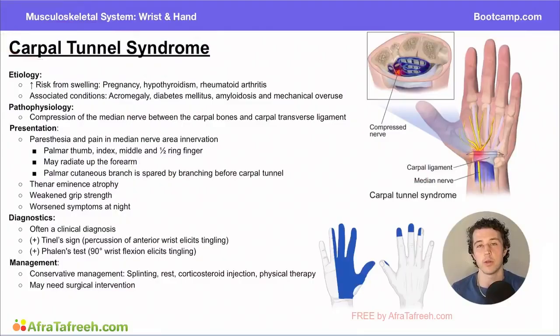Today we will be talking about carpal tunnel syndrome. So what is carpal tunnel syndrome, or CTS, as I might call it in this video? Well, in its simplest way, it is compression of the median nerve as it runs through the carpal tunnel, hence giving it the name carpal tunnel syndrome.